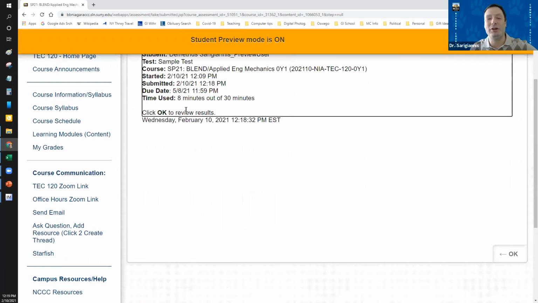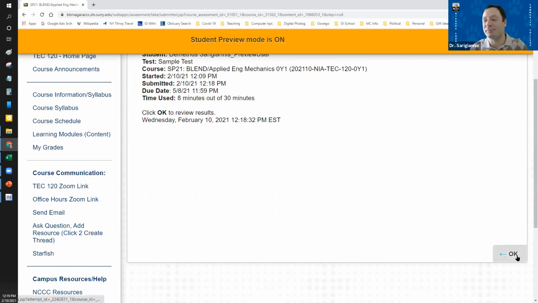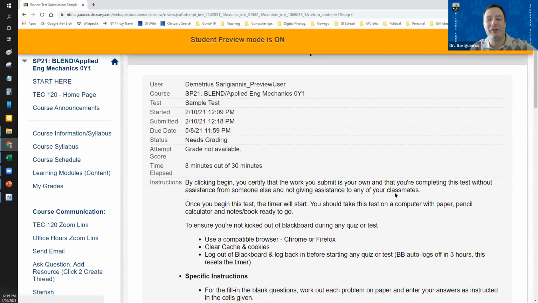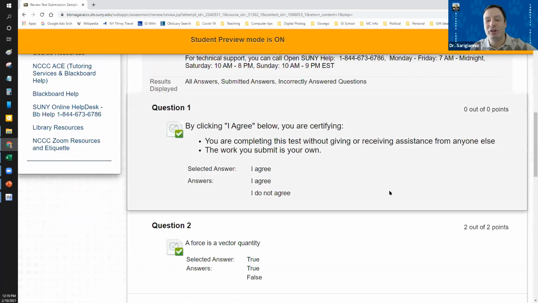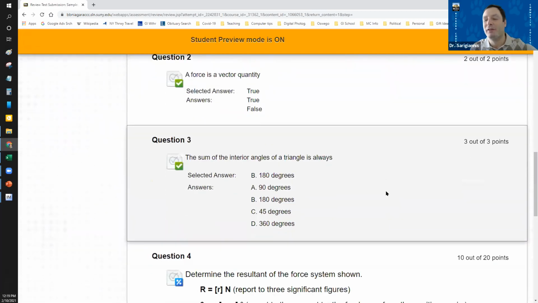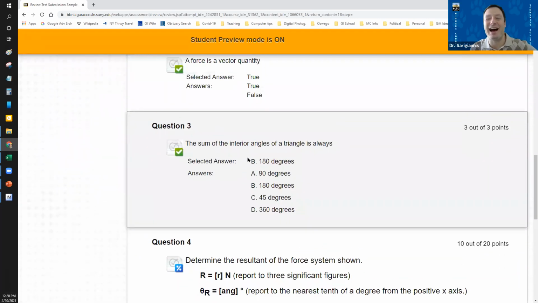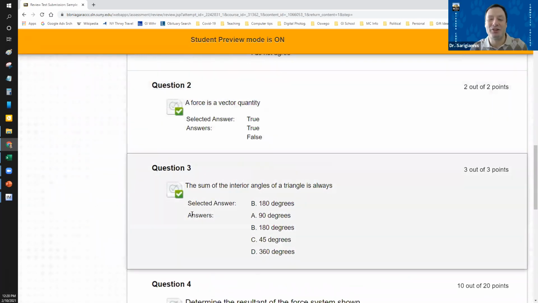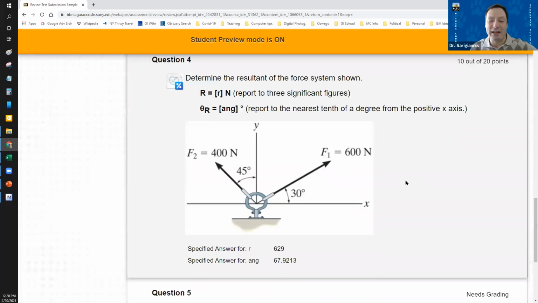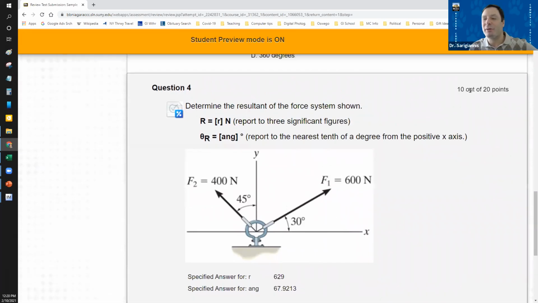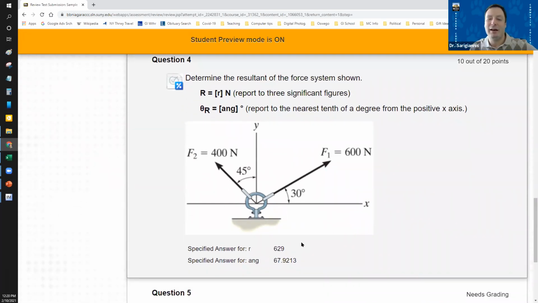Now, you can also view the results. Be careful here. If you view the results, the multiple choice and true false ones, there's no argument about them. You either get them right or not. Select an answer, true. Select an answer, 180 degrees. These are correct. Now, this one here, notice the number of points you got, 10 out of 20 points. And this is because, I'll tell you why this is.